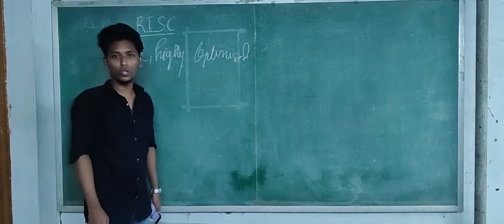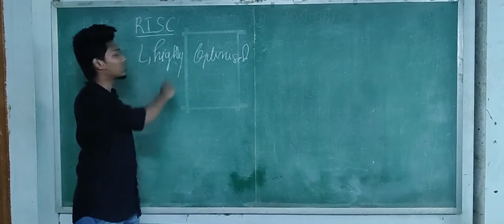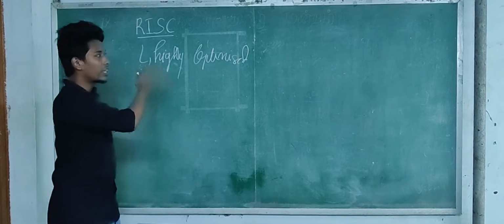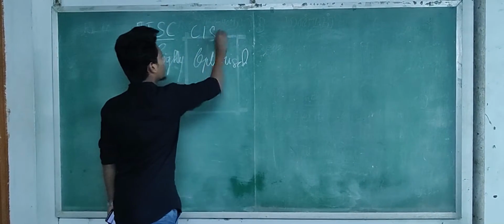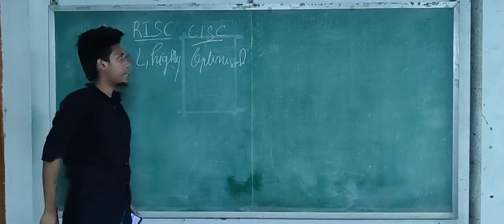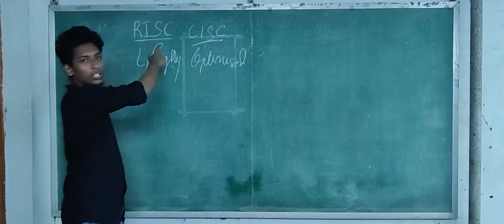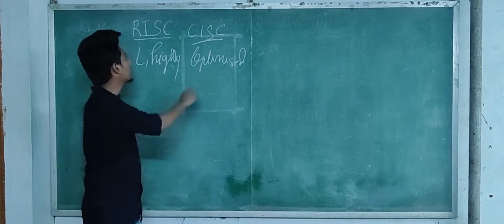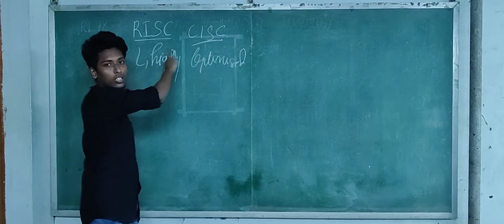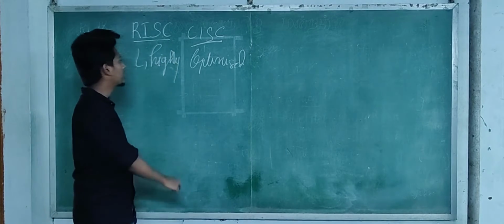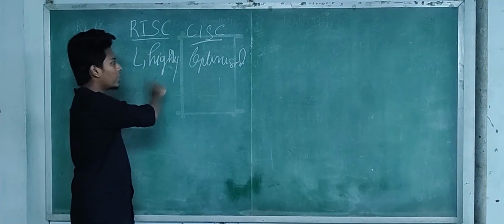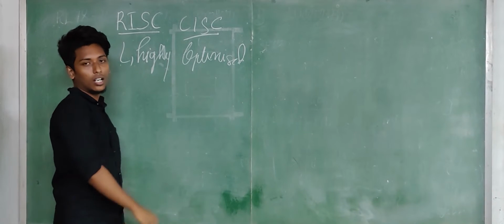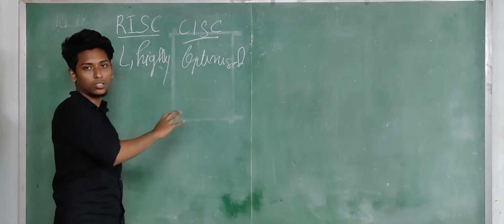Hi everyone, now we are going to see about the RISC microprocessor and the difference between RISC and CISC microprocessors, and we will see its properties, characteristics and advantages. RISC stands for reduced instruction set computer. It uses a highly optimized set of instructions rather than a more specialized set of instructions.